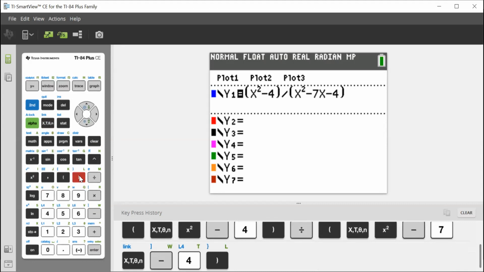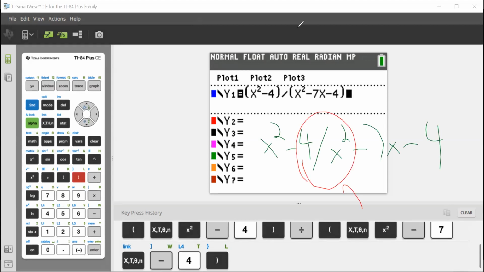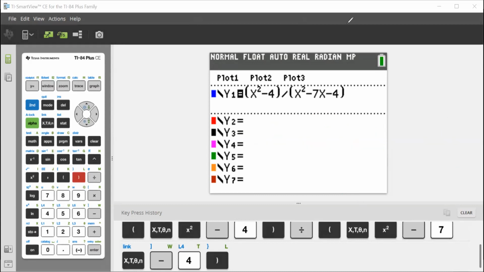Now it's really important you do that because if you put it in like this, x squared minus 4 over x squared minus 7x minus 8, without the parentheses, you will not get the correct graph of what I'm about to show. Because the calculator thinks you only want those two divided, which is not what you want, right? You want this whole thing divided by this whole thing. Okay, so once we get that put in, let's go ahead and graph it.